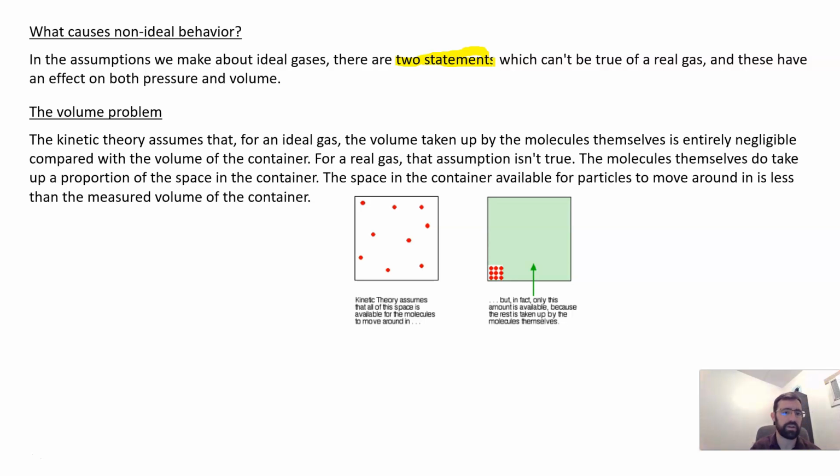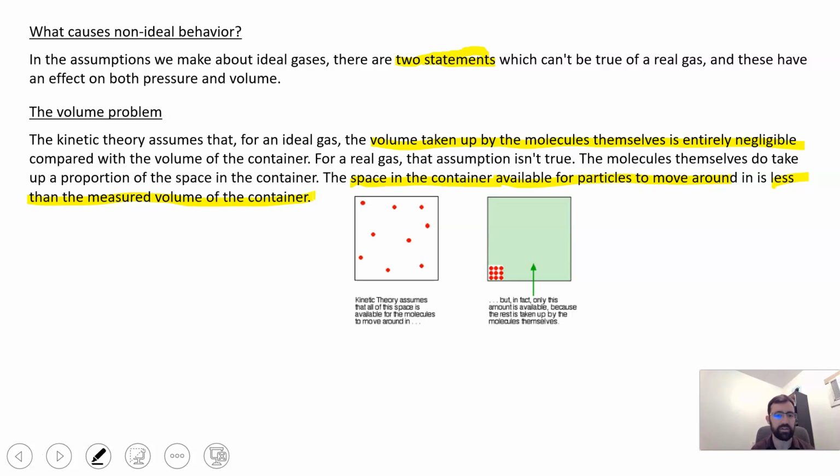Well, the kinetic theory assumes that for an ideal gas, the volume taken up by the molecules themselves is entirely negligible compared to the volume of the container. Well, for a real gas, that assumption isn't true. The molecules themselves do take up a proportion of the space in the container, so the volume available for particles to move around is actually less than the measured volume of the container.